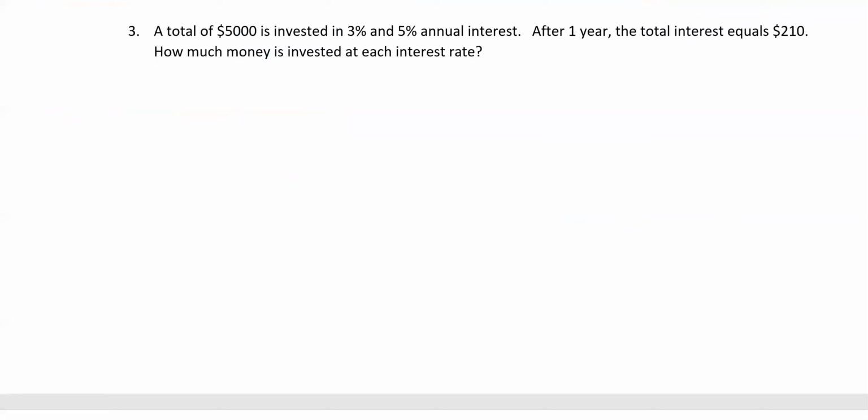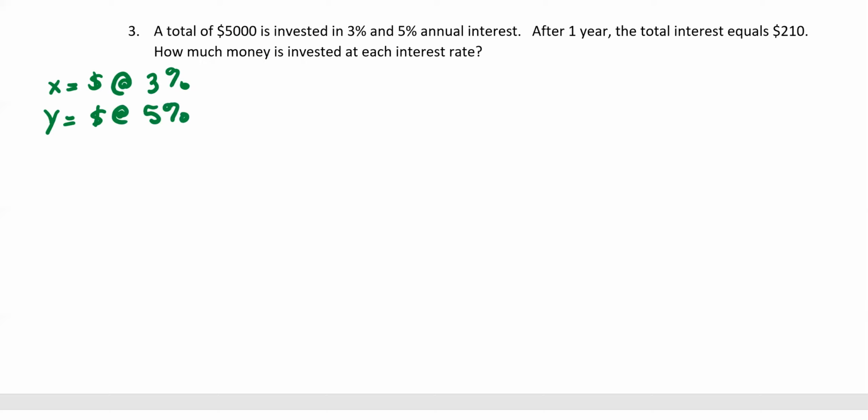Number 3, a total of $5,000 is invested in 3% and 5% annual interest. After 1 year, the total interest equals $210. How much money is invested at each interest rate? So the question helps you define your variables. So we'll let X equal the money at 3%, and Y can equal the money at 5%.